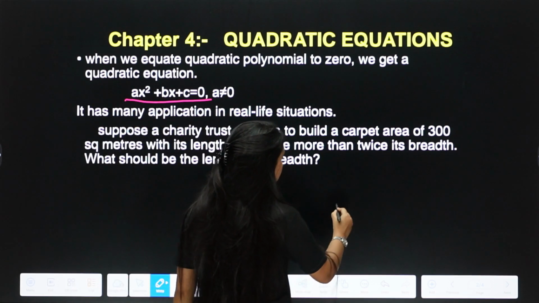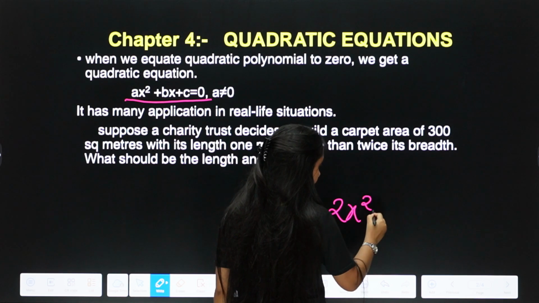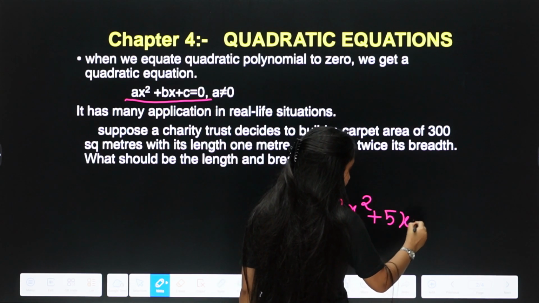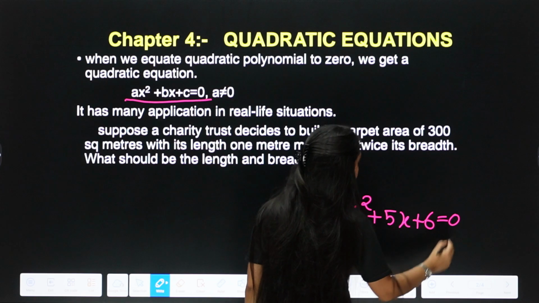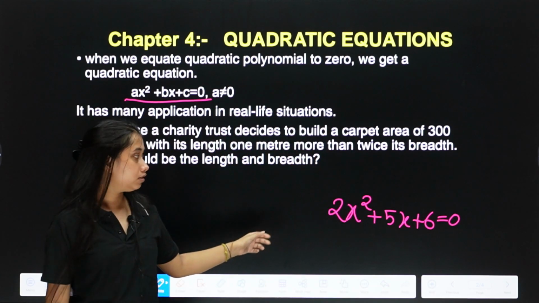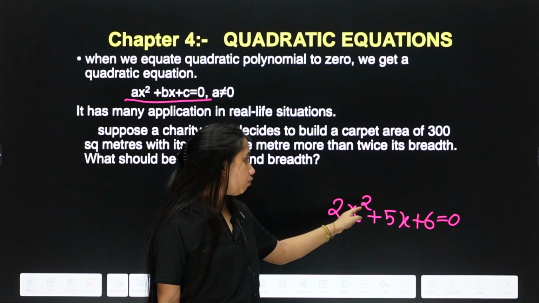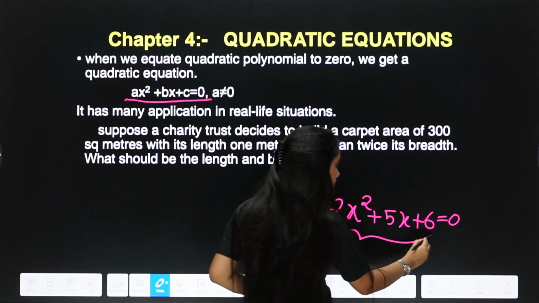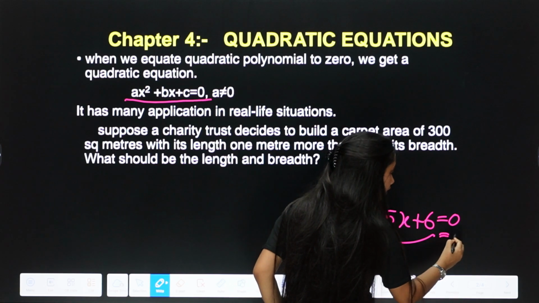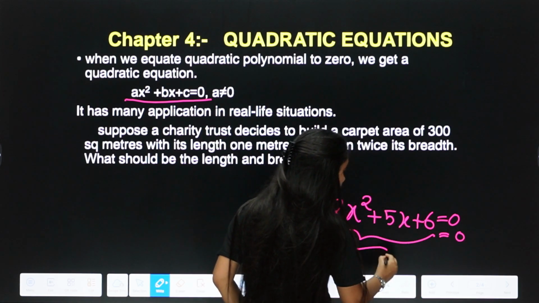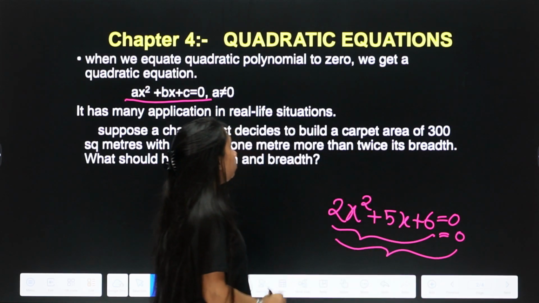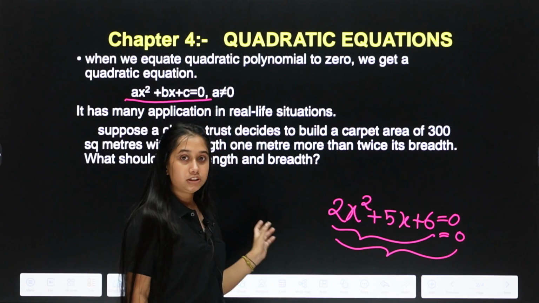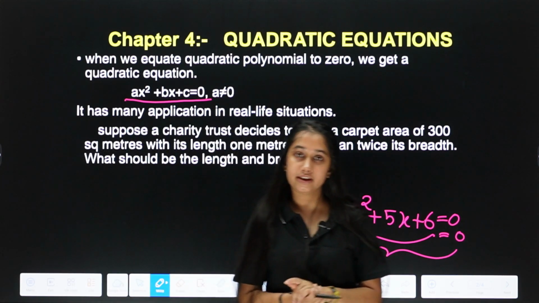For example, 2x square plus 5x plus 6 is equal to 0 is a quadratic equation because the degree is 2 and it is equal to 0. Thus, this is a quadratic polynomial which we equate with 0, which is the quadratic equation. So, quadratic equation has many applications in real life functions.